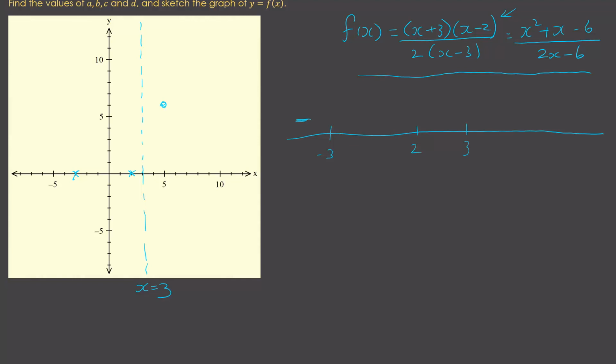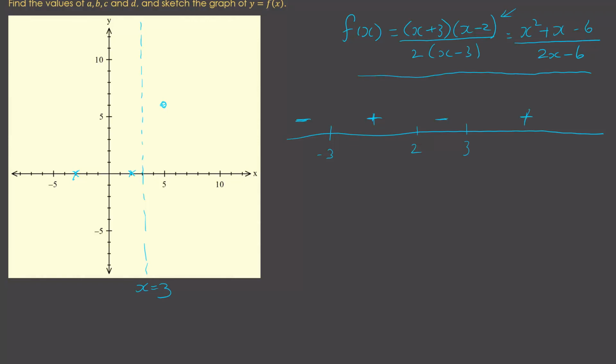When we go between -3 and 2, the x plus 3 will become positive. The other two are still negative. Between 2 and 3, the x minus 2 is also positive, so we only have one negative, the x minus 3. And then they'll all be positive over here.